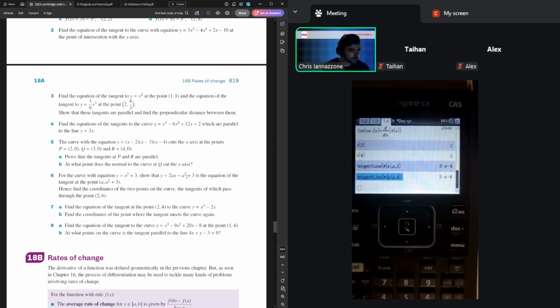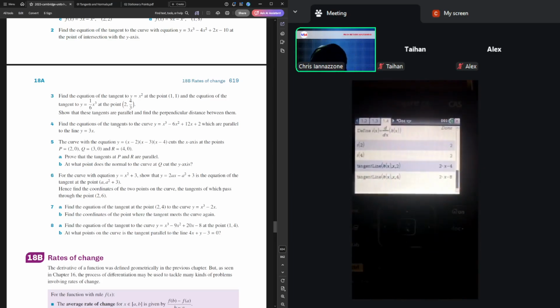Okay, part B. At what point does the normal to the curve at Q cut the y-axis? Or in other words, it's just asking what's the y-intercept of the normal line. Well, to achieve that, we need to find the normal line first. In a tech-free way, it would just be a matter of expanding out this polynomial, finding the derivative, substituting x equals 3 into that to get the gradient, taking -1 divided by it for the normal, and then plugging in the point that you already know. In the interest of time, we'll just be using the CAS equations instead.